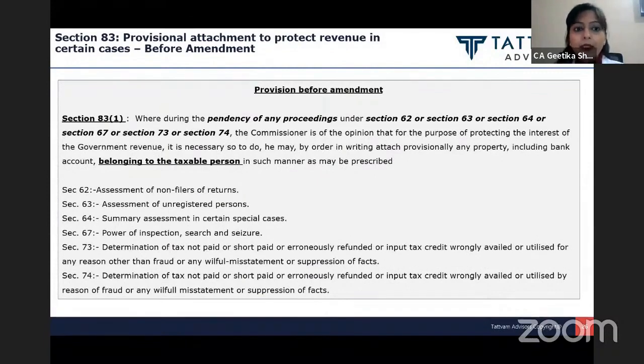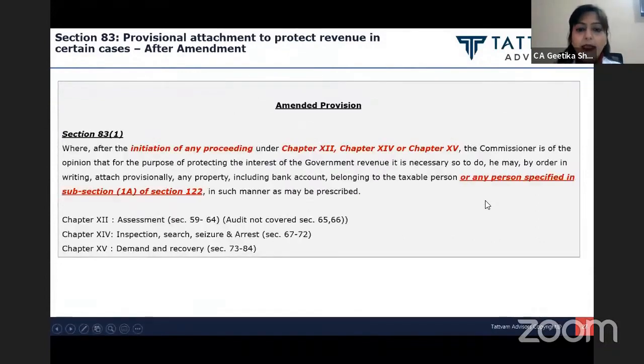So what happened? After hearing the tax authorities, there was this amendment which was proposed in Finance Bill 2021, and which has now become effective from 1st January 2022. Please hear this very carefully. The change that has happened in this section is that earlier it was about the pendency of any proceeding. Now the change has shifted to initiation of any proceeding. There is a difference between pendency and initiation.